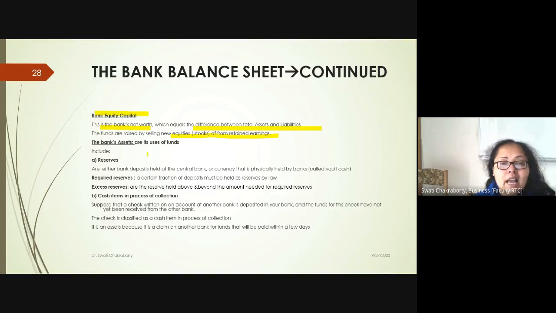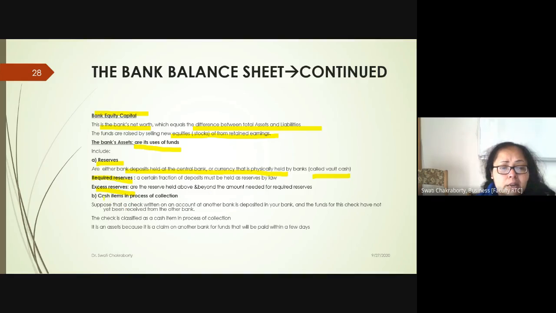So what are the bank's assets? Bank's assets are its uses of funds, which includes reserves. These are either the bank deposits held at the central bank or currency that is physically held by banks, which is called vault cash. Reserves consist of required reserves and excess reserves, as discussed earlier. Required reserve is a certain fraction of the deposits which must be held as reserves by law, right? Excess reserves are the reserves held above and beyond the amount needed for required reserves. So banks sometimes keep extra reserves also.